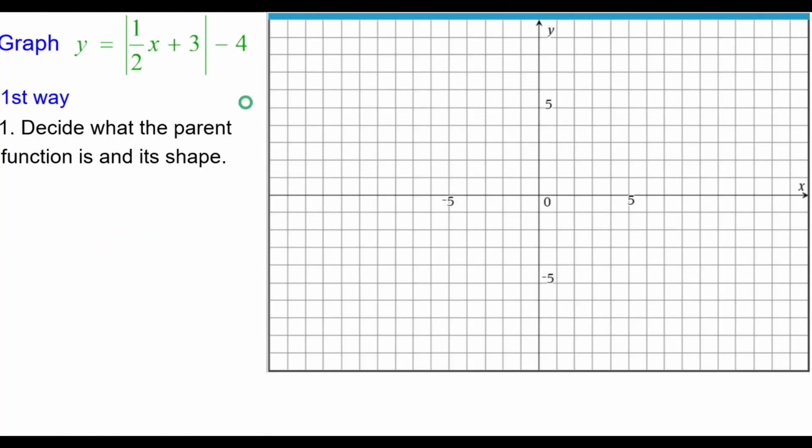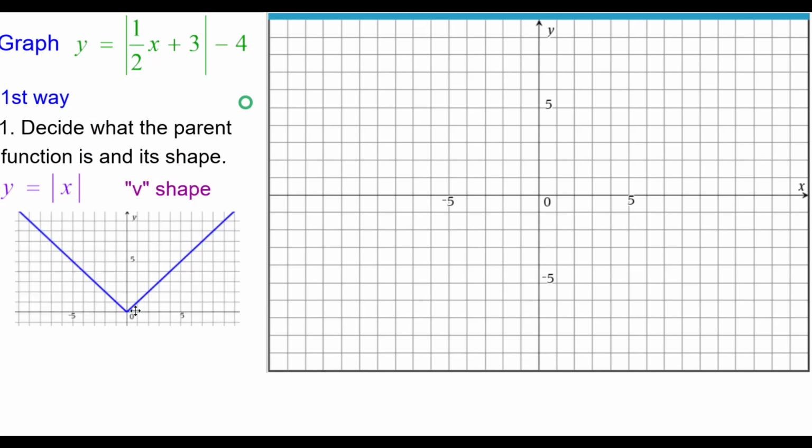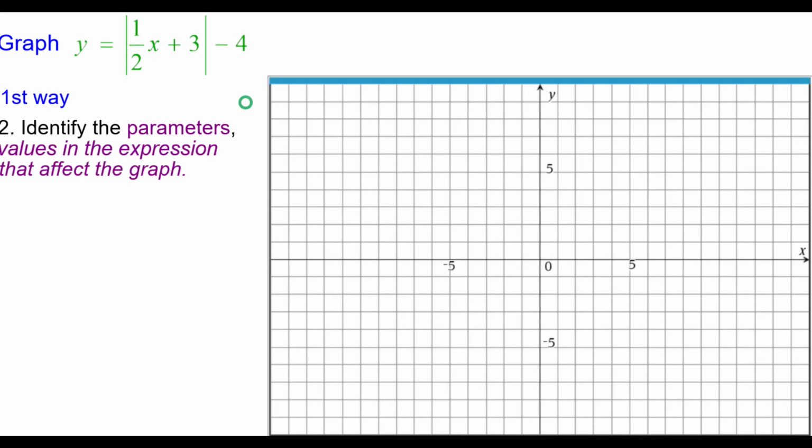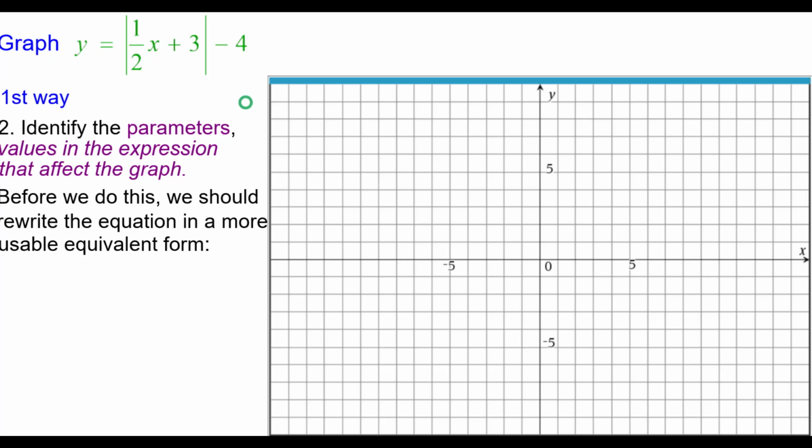So we first need to decide what the parent function is and its shape. Parent function is the absolute value function. It's a V shape, and this is what the parent function's graph looks like. Keep that in the back of your mind. Identify the parameters. Those are the values in the expression that affect the graph. But before we do this, we should rewrite the equation in a more usable equivalent form.